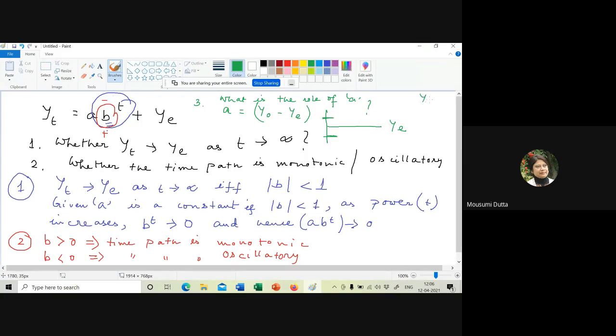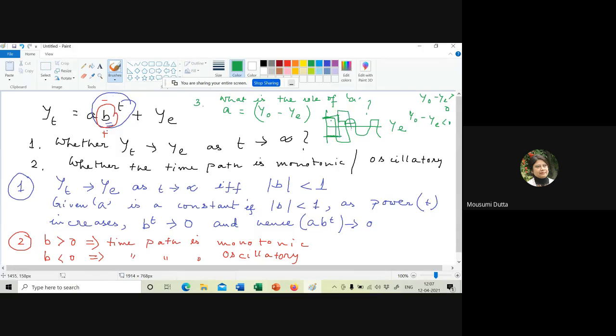If Y naught minus YE is greater than 0, then I'll start from this point. Now if it is oscillatory, I'll come like this, etc. If it is monotonic, I'll move like this, etc., or move away from equilibrium, etc. However, if Y naught minus YE is less than 0, in that case I have to start from a point like this, you know.